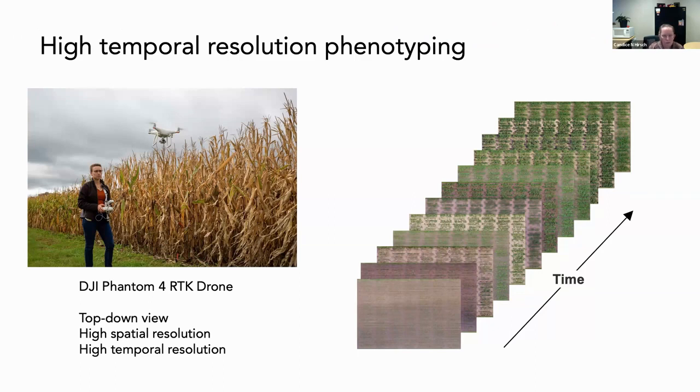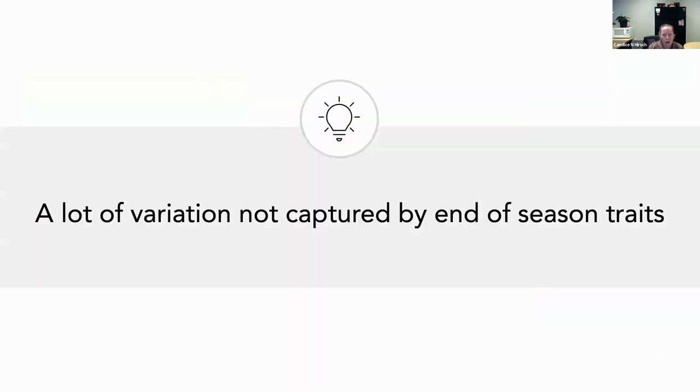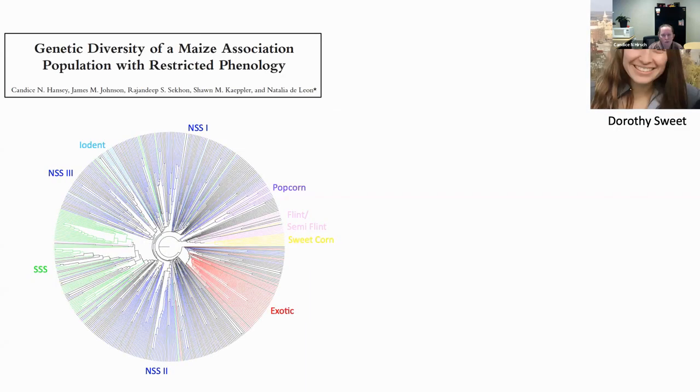And her and another graduate student, Sarah Dorado, developed an entire analysis pipeline where they do their flights, they take those images that come off the drone, and they reconstruct them into a 3D image of the field. And from that, they can figure out how tall every plant in the entire field is. And we can pull out the individual information for each plot. And so what I'm going to show you coming up here is that there's a lot of variation that's not captured by end of season traits that we capture with drone imagery.